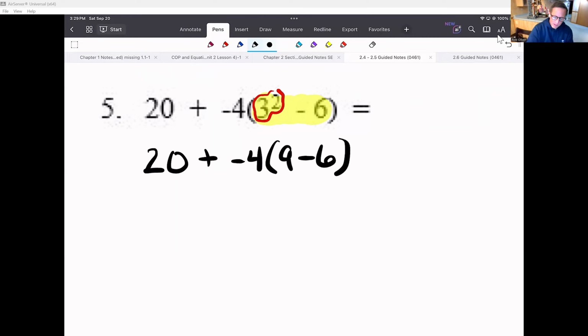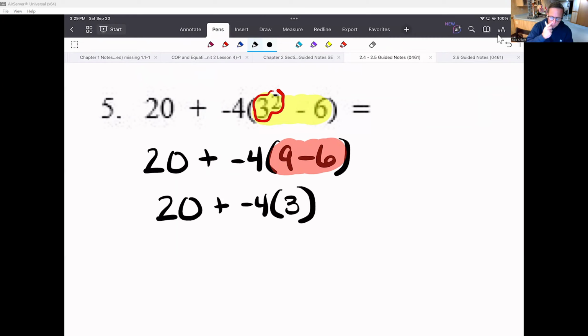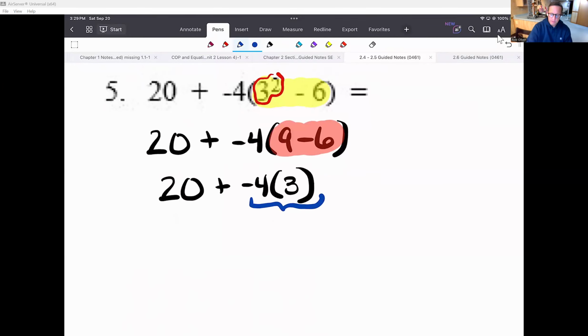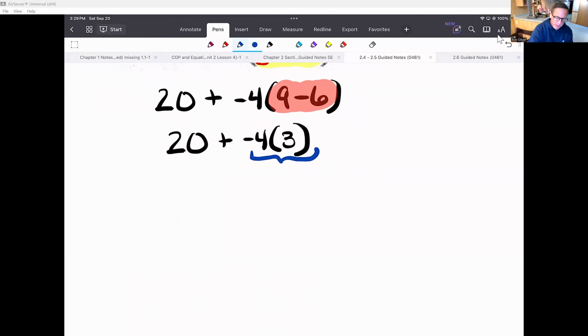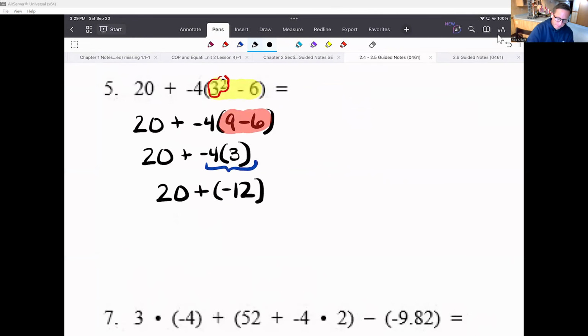So we still got parentheses to deal with. 9 minus 6 is 3. You got 20 plus negative 4 times 3. Now this is multiplication. You want to do that before you add or subtract anything. So that's negative 12. So you got 20 plus negative 12, and the answer is 8, right? 20 plus negative 12, we're subtracting those.